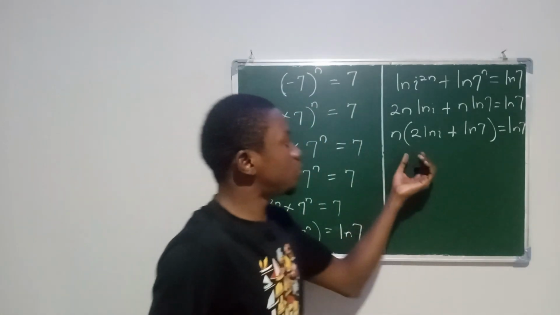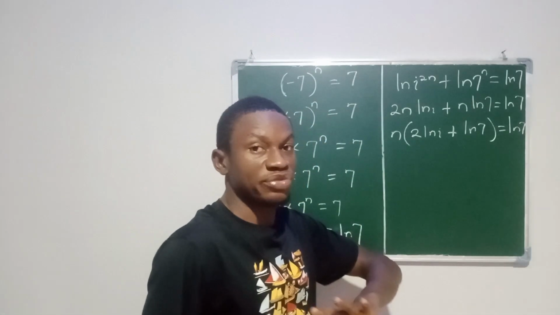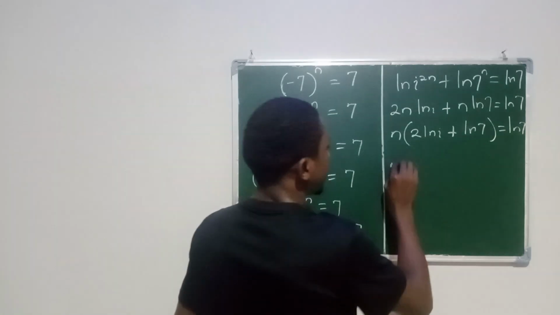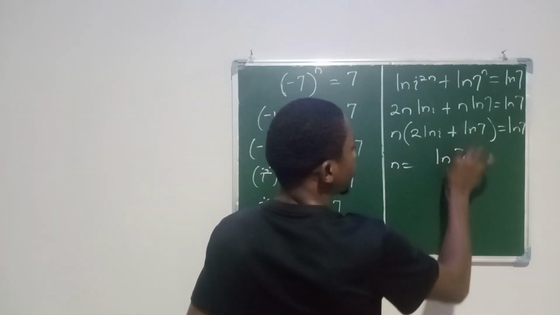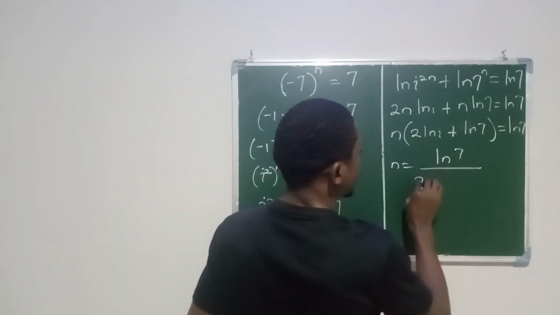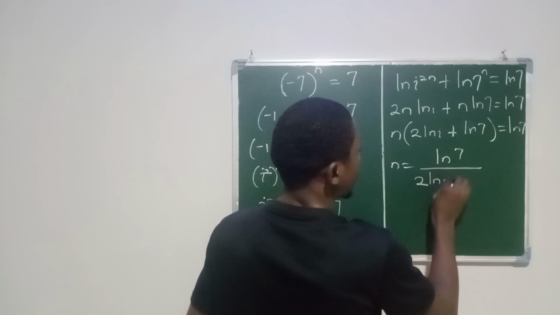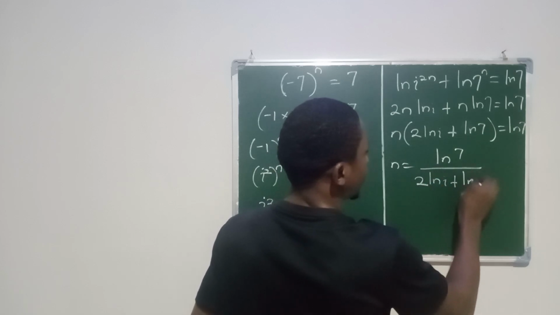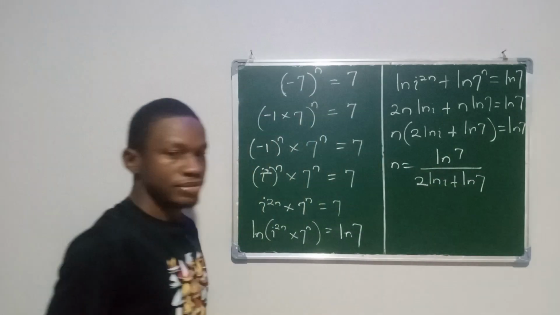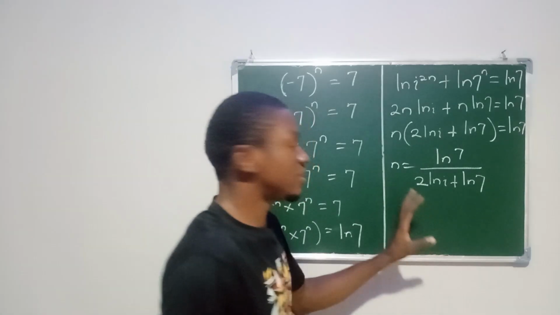Now at this point, we can make n the subject of the formula. So we have that n is equal to the natural log of 7 all over 2 times the natural log of i plus the natural log of 7. And this is the value of n.